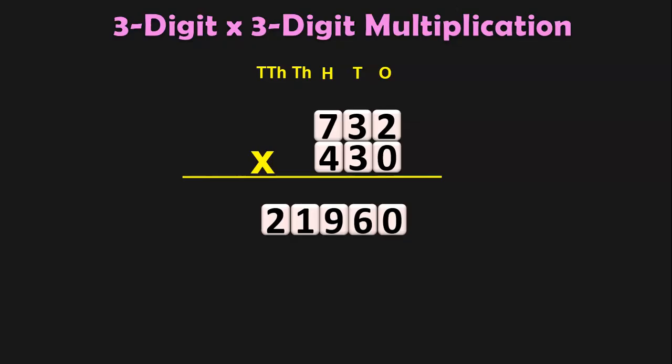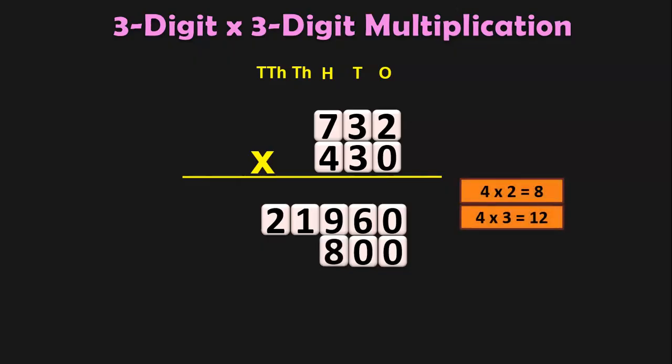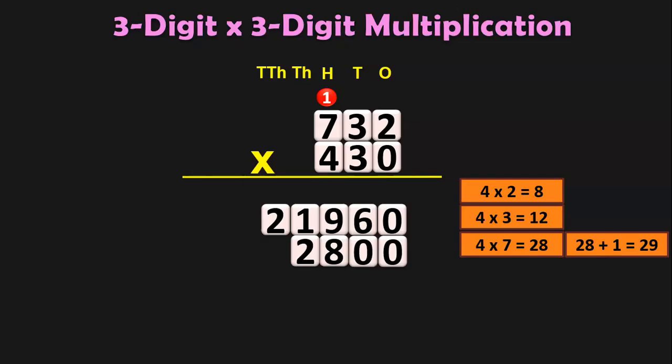You're going to multiply 732 by 400 because 4 is in the hundreds place. Before beginning the multiplication, what should you do? Add a 0 in the ones place, another 0 in the tens place and now start multiplying by 4. 4 times 2 is 8. 4 times 3 is 12. 2, carry over 1. 4 times 7 is 28. 28 plus 1 is 29. 9 in the 10,000s place and 2 will move to the lakhs place.